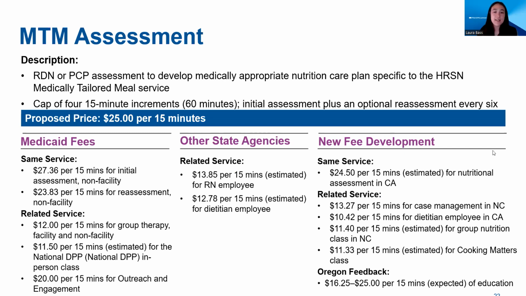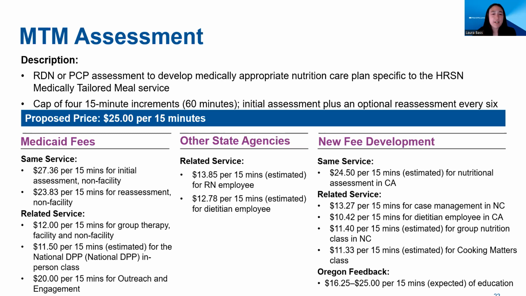All right, so this slide presents the proposed price for the medically tailored meal assessment. This pays the registered dietitian nutritionist, RDN, or the primary care physician, PCP, who will provide the assessment and optional reassessments. As time for the assessment and reassessment may vary, we are proposing a price of $25 per 15 minutes of work done on that member's assessment.